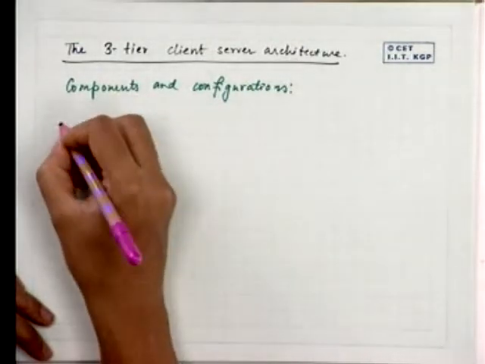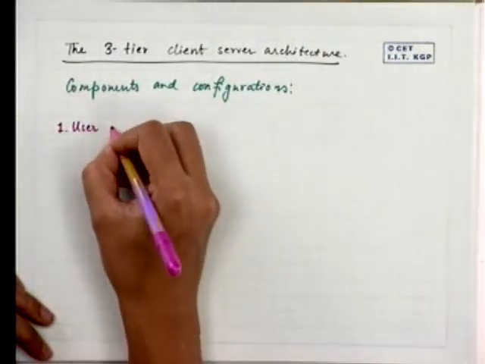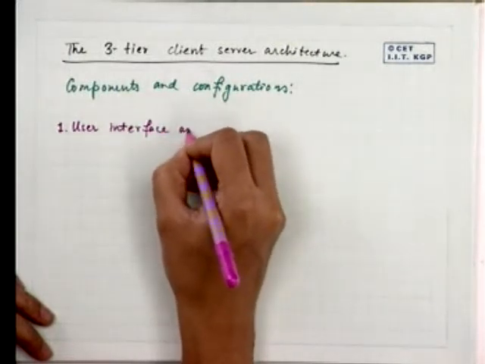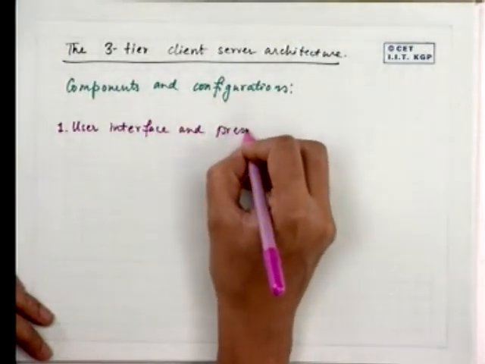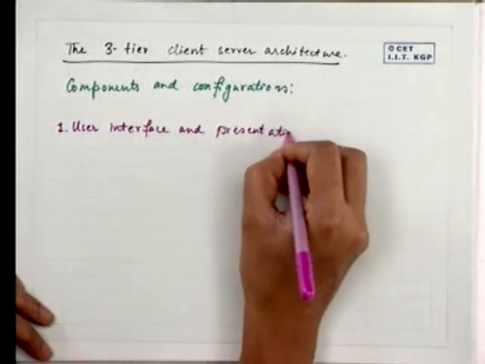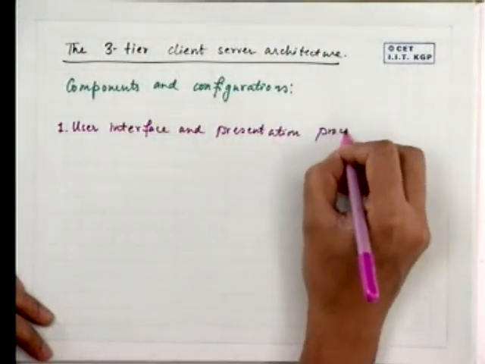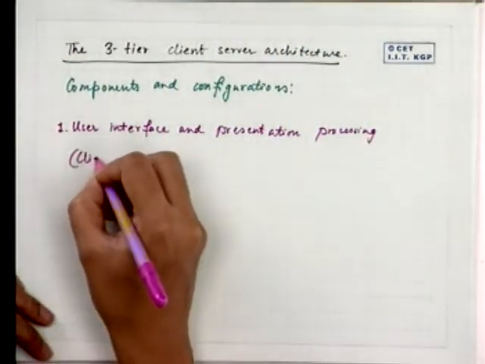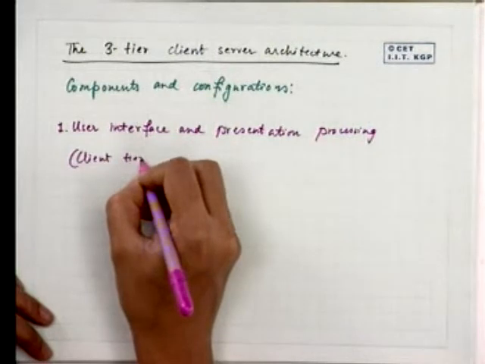Number one, we have user interface and presentation processing, which is the client tier. This is responsible for accepting inputs and presenting the results.